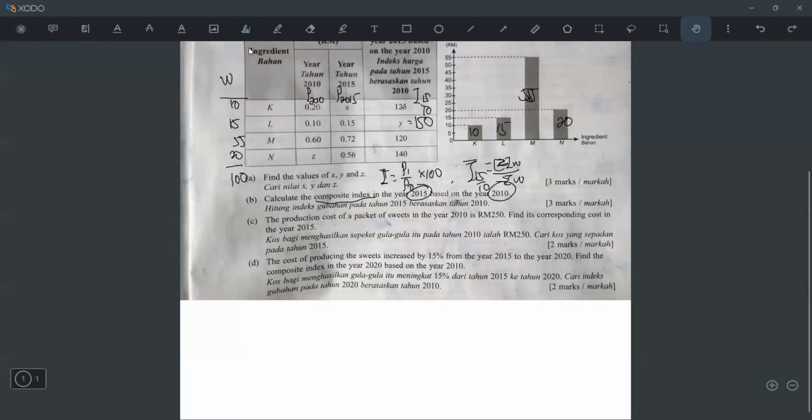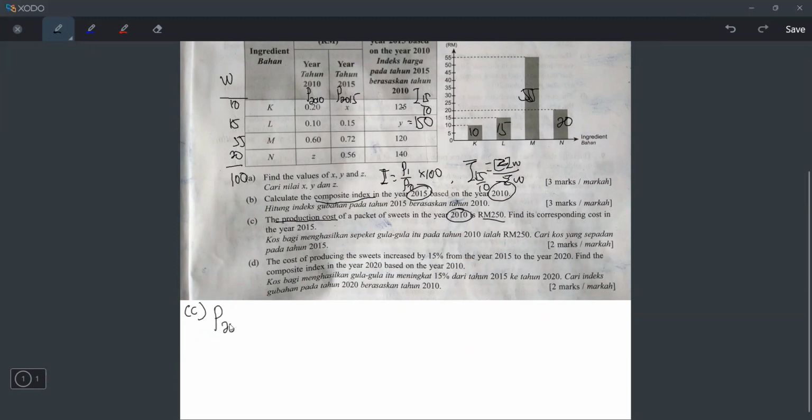For C, they say the production cost of a packet of sweets in the year 2010 is RM250. So the 250 you see there, the RM means that is the price. So I should write P, price 2010, equals RM250. And then, find the corresponding cost in 2015 means I want to find the price, the P, in what year? 2015. So I'll put the question mark like this.